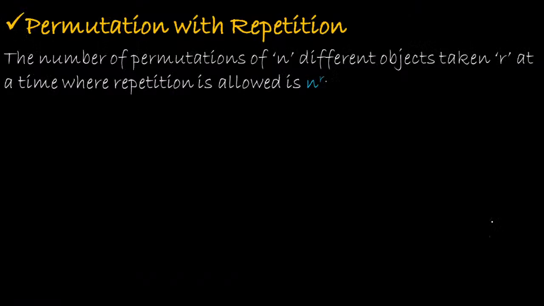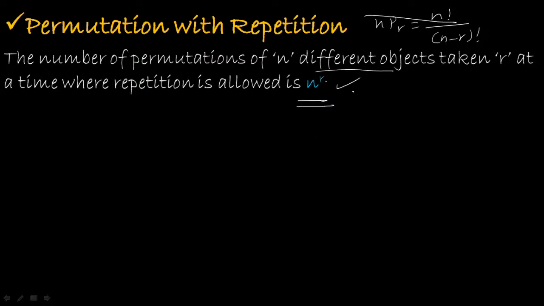Now, permutation with repetition. To calculate the number of permutations under this case, we make use of a formula. In case of without repetition, we make use of the formula nPr is equal to n factorial divided by n minus r factorial. But in case of with repetition, the number of permutations of n different objects taken r at a time where repetition is allowed is given by the formula n^r.